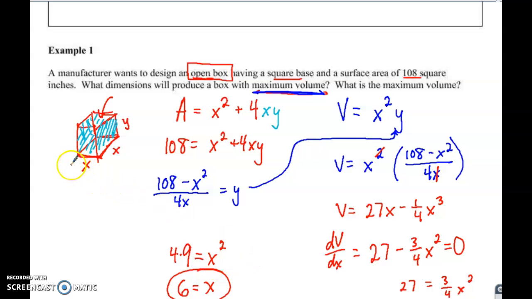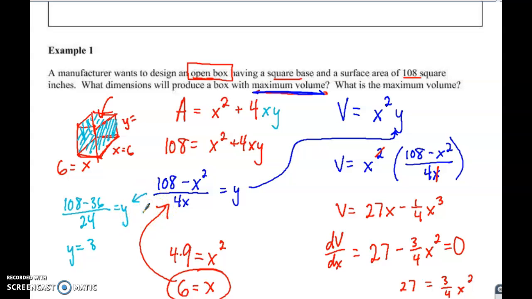But we're still not done, because what we also need to identify is the dimensions. We need all the dimensions to figure out what y has to be. So what I would do is go to this equation then to figure out what y is. So 108 minus 6 squared, which is 36, over 4 times 6, which is 24. I'm going to go to a calculator again. I get a y value of 3.